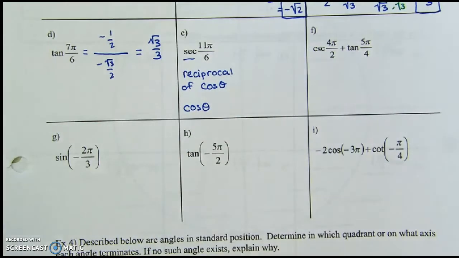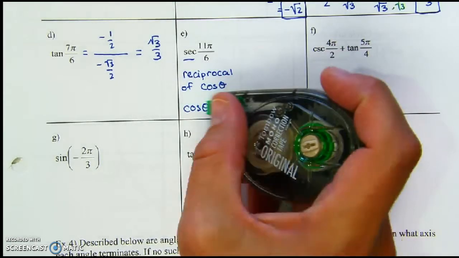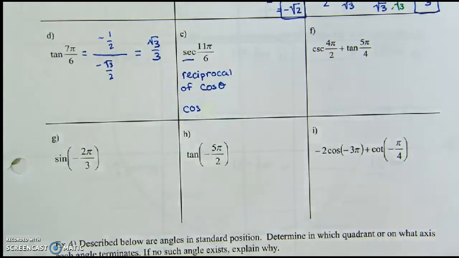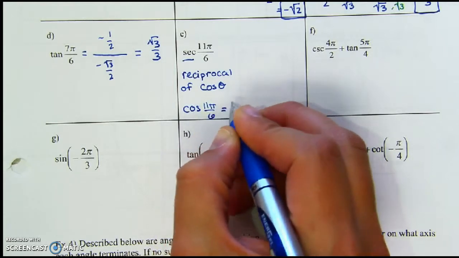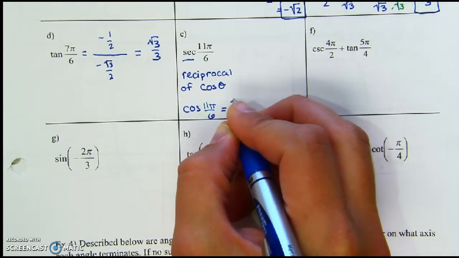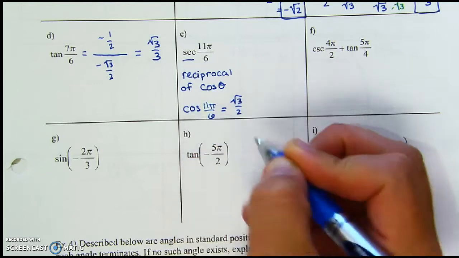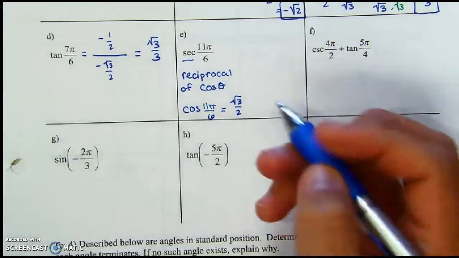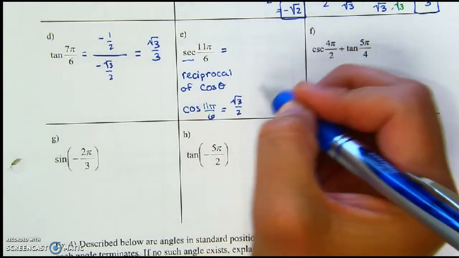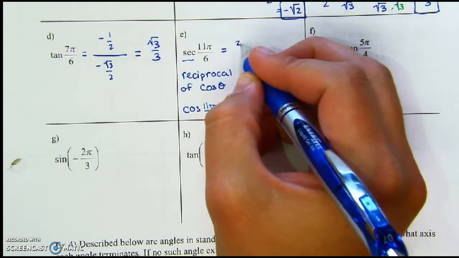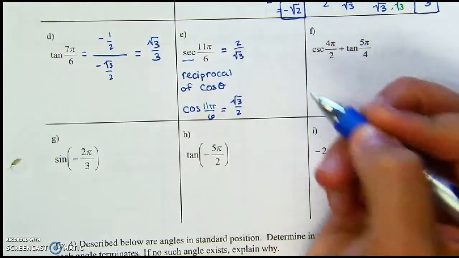Cosine of 11 pi over 6. Cosine is the x value. So the cosine at 11 pi over 6 is this. Do you agree? Did you find it yourself? So secant will be the reciprocal of that. So flip it, and we get that. Cool.